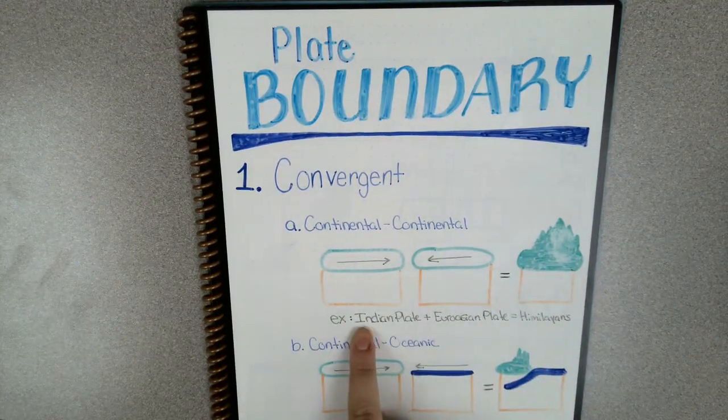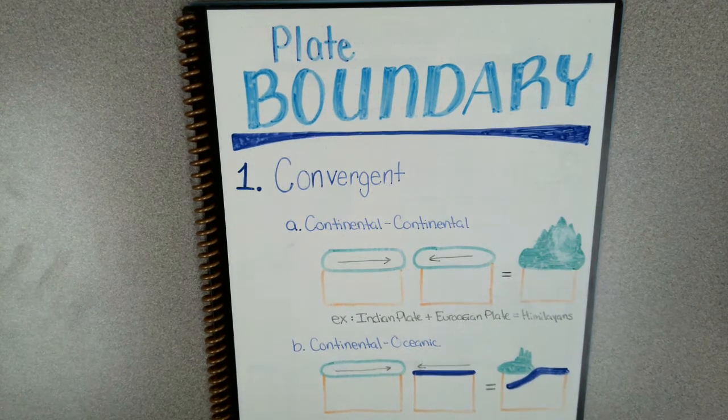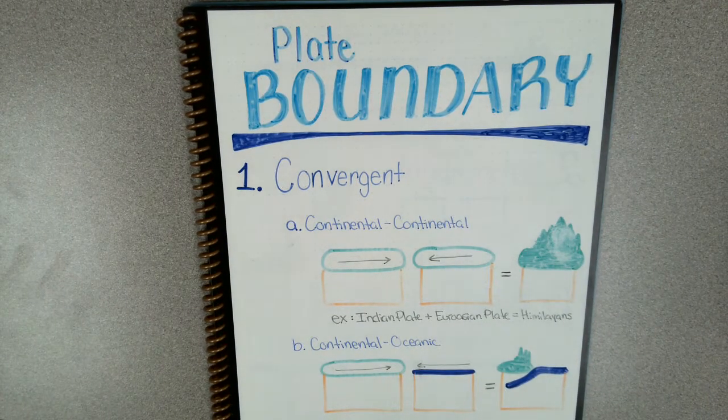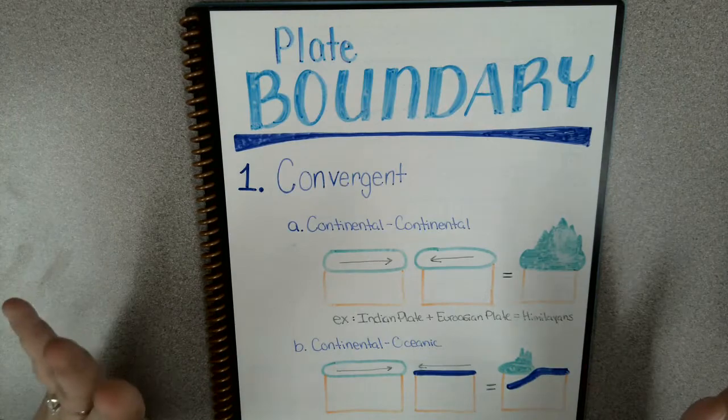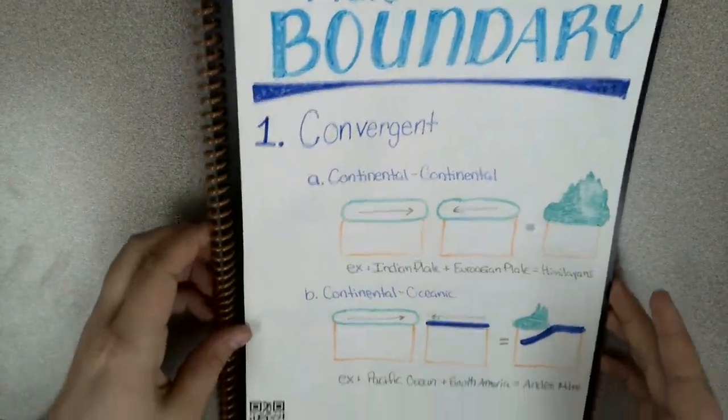An example of that is when the Indian plate and the Eurasian plate come together, they form the Himalayan mountains, which is the same mountain range as Mount Everest, right? Okay. So that's convergent with continent and continent coming together, forming mountains.